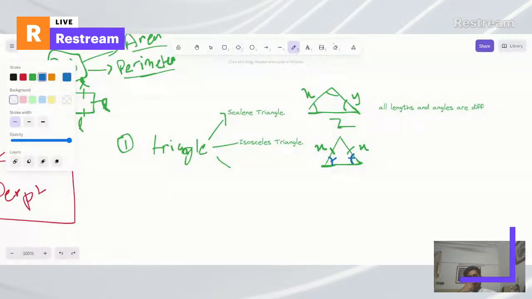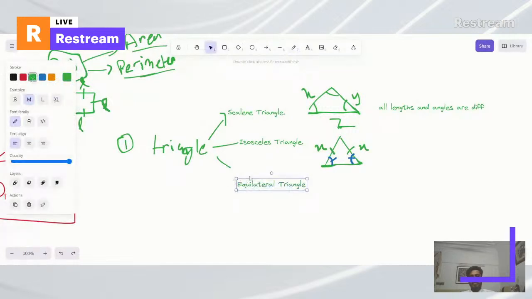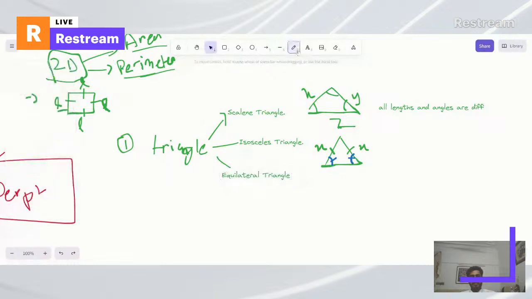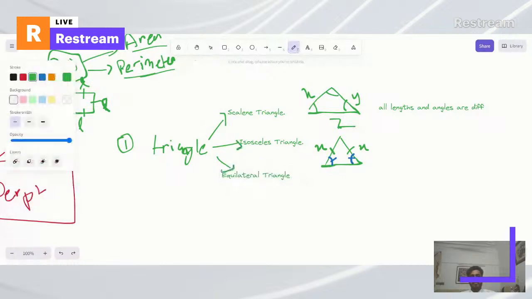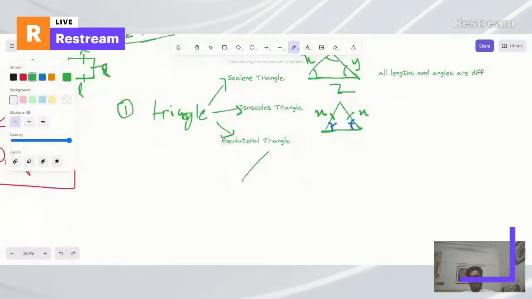Now comes another type of triangle which is very common. It's called an equilateral triangle. So what's an equilateral triangle? An equilateral triangle is a triangle which has all the lengths equal, right? So let's say that this is an equilateral triangle. All the lengths are equal, as well as the angles. All the angles are going to be 60. So this angle is going to be 60, this angle is going to be 60, and this angle is going to be 60 as well, right?